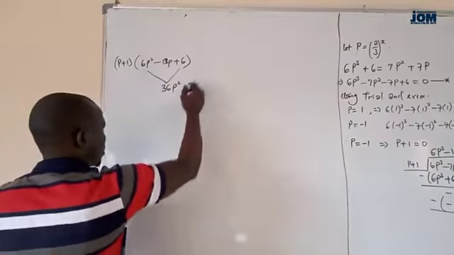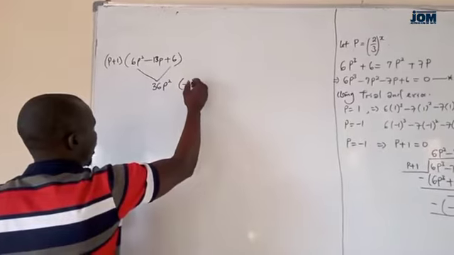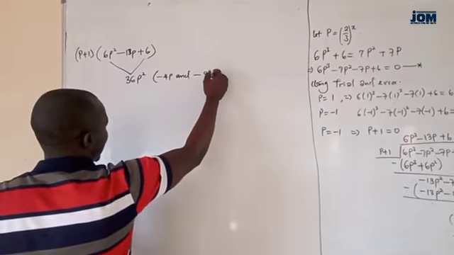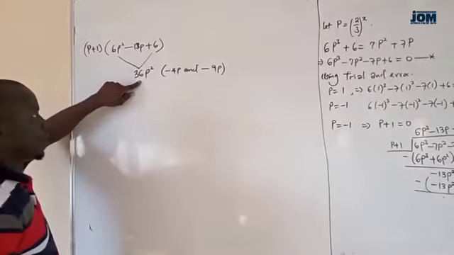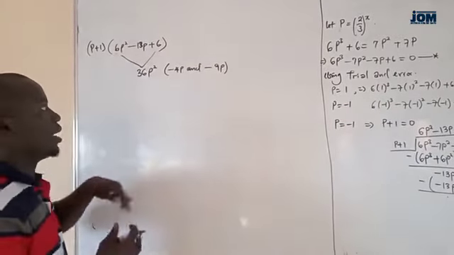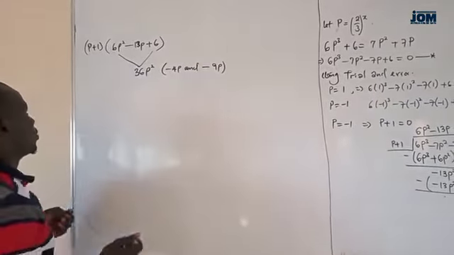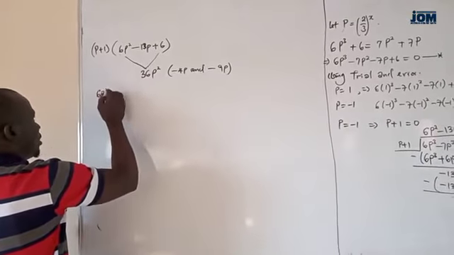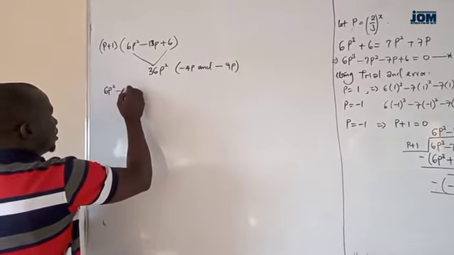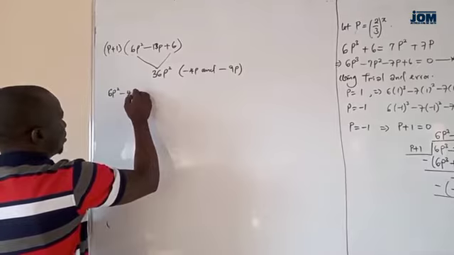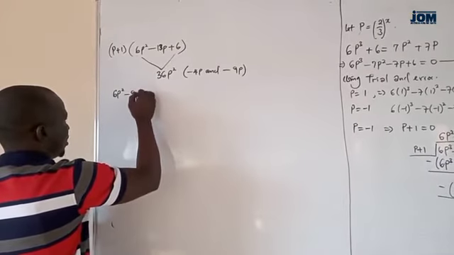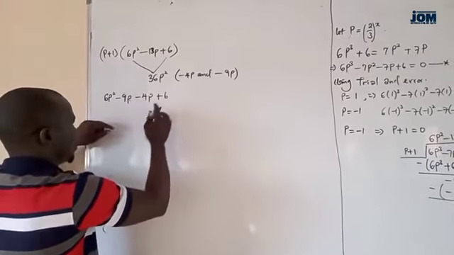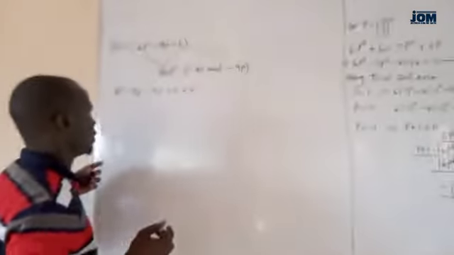What are those 2 factors of 36 that when we add, we're going to have minus 13? We have minus 4p and minus 9p. When you multiply this together, you have 36p squared, and when you add it together, you have minus 13p. So let's substitute it here. So 6p squared minus 9p minus 4p plus 6 is also equal to 0.